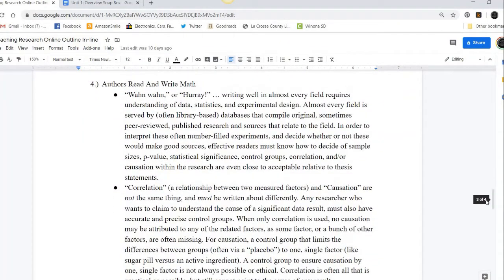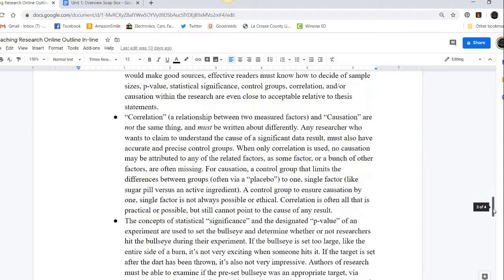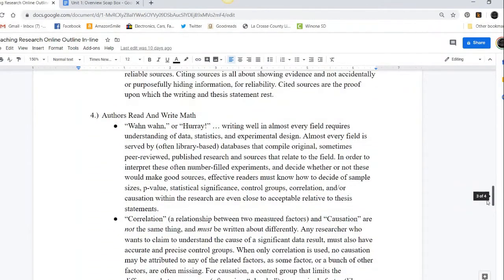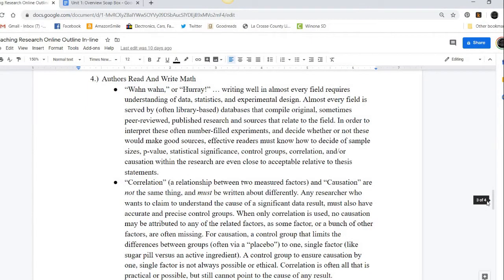Then the favorite for some, the least favorite for the rest of us, will be authors have to read and write math. We'll talk about correlation and causation. We'll do a little bit about sample sizes, and we'll look at what is peer review, and what is statistical significance and p-value, and how can we talk about results that are important, which will have to do with the primary sources. If primary sources are often peer reviewed when they're very high quality, then we have to be able to talk correctly about what those peer-reviewed research studies were telling us.